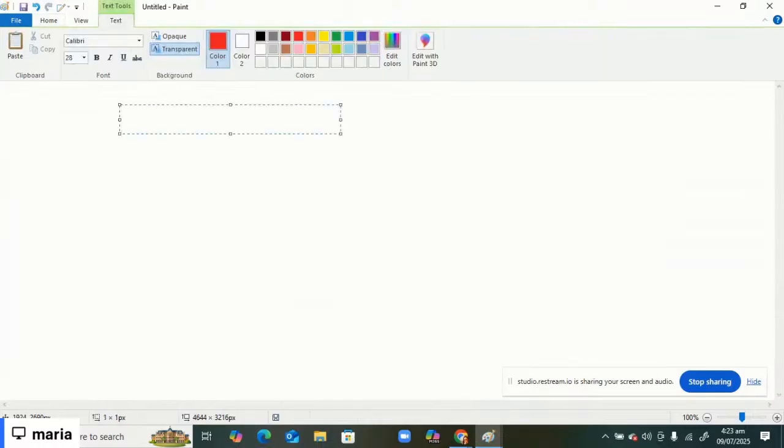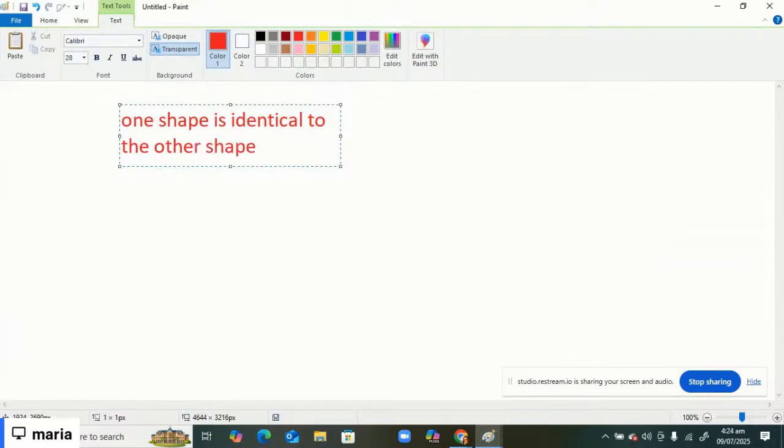Okay, let's write the definition of that. Symmetry means that one shape is identical to the other shape when it is moved, rotated, or flipped.